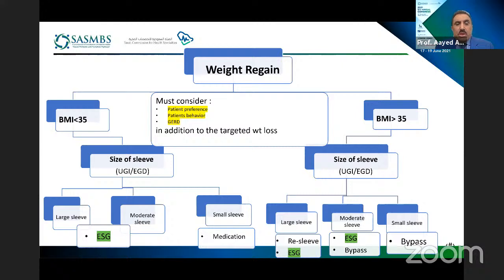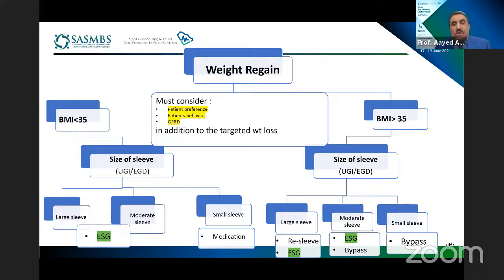And then we look at the size of the sleeve. Is it big or small? And if the patient is really not a candidate for surgery and it is a small sleeve, we'll say, look, there is no choice. We cannot do bariatric. We have to go to diet and behavior and maybe medications. If it is moderate size or big size, then we consider ESG.